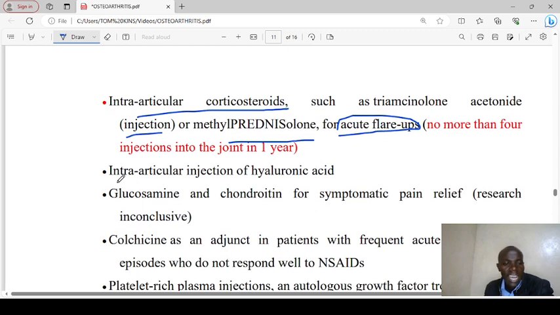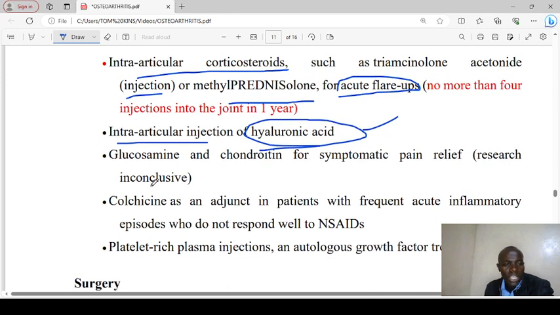Okay, intra-articular injections of hyaluronic acid can also be given. So glucosamine and chondroitin for symptomatic pain relief, although research is inconclusive on this, okay, or with time it's going to be made clear. We also have colchicine as an adjunct in patients with frequent acute inflammatory episodes who do not respond well to analgesics. We also have platelet-rich plasma injections.